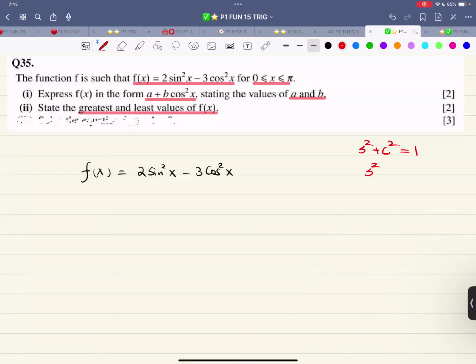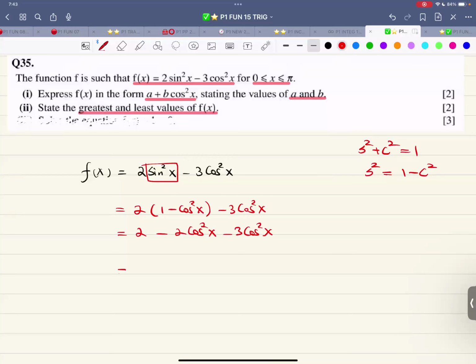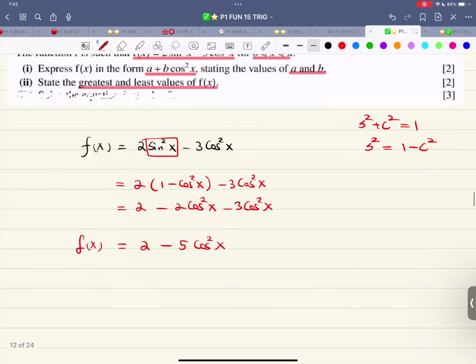Therefore, sine square is 1 minus cos square. This sine square will be replaced with 1 minus cos square. So that is 2 bracket 1 minus cos square x, minus 3 cos square x. That is 2 minus 2 cos square x minus 3 cos square x. Therefore, this is 2 minus 5 cos square x. That is f(x).